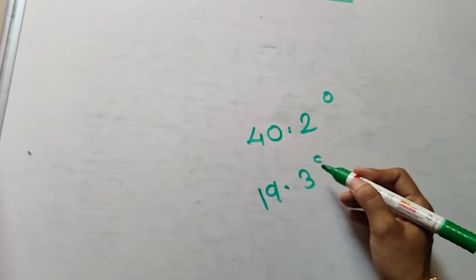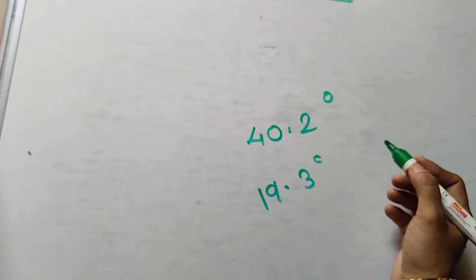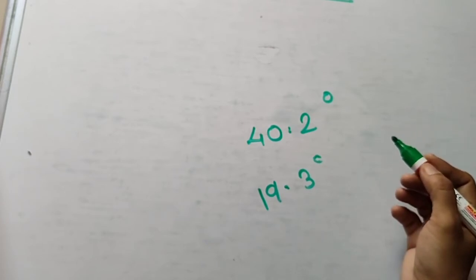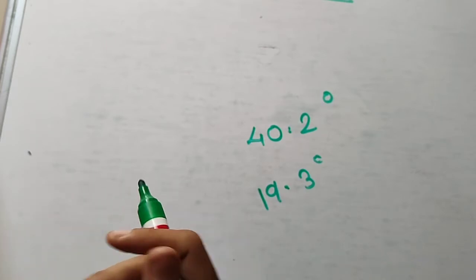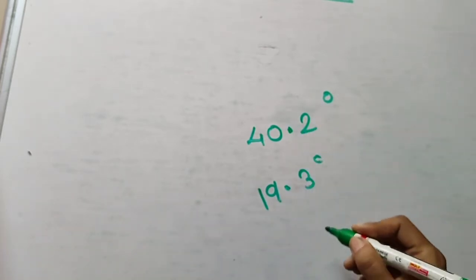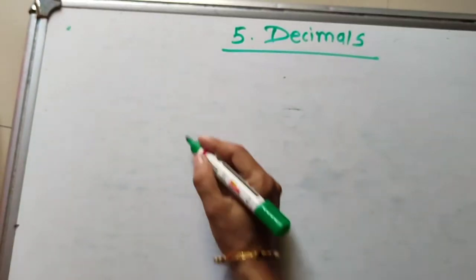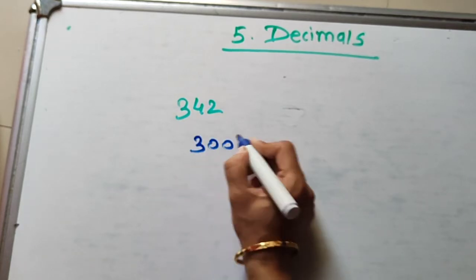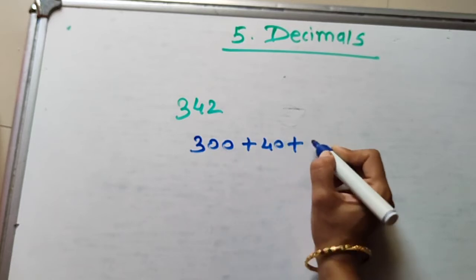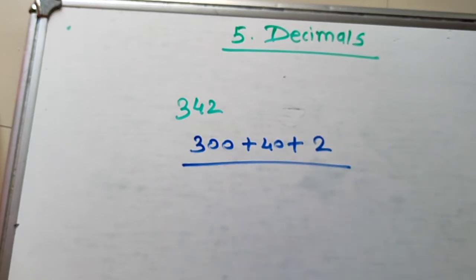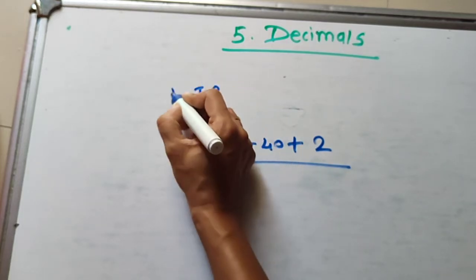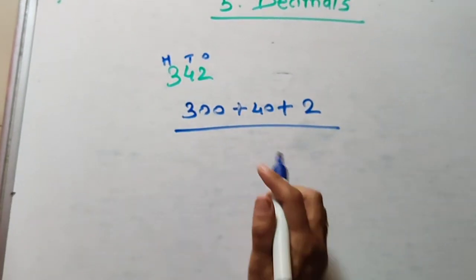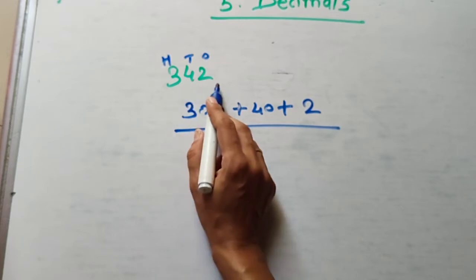We are using decimals almost everywhere in order to apply the concept of decimals. Now we see these points are called decimal points. Okay, now see, you know numbers like 342. You know how to read this number in expanded form. We write the number as 300 plus 40 plus 2. Okay, these are the places: ones, tens, hundreds. Now how to read the number 342?